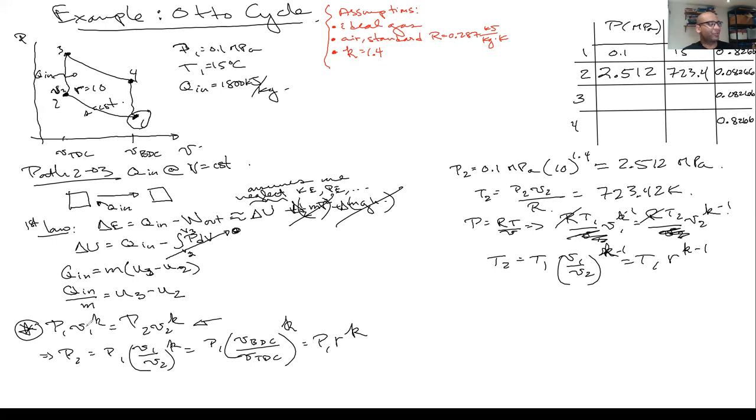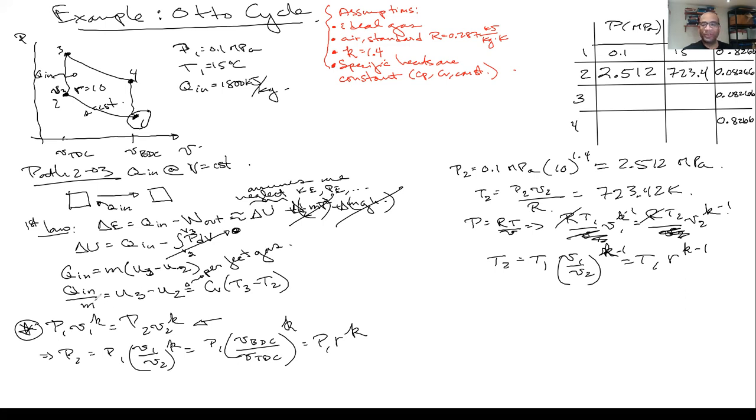Okay, so I want to do this where Q in over M is equal to U3 minus U2, which is the change in specific internal energy. And for an ideal gas, I'm going to assume as well that specific heats are constant. So Cp, Cv constant. So now this is a definition. By definition, for an ideal gas with constant specific heat, the change in internal energy is equal to Cv (T3 minus T2). This is what we call the definition of a perfect gas.